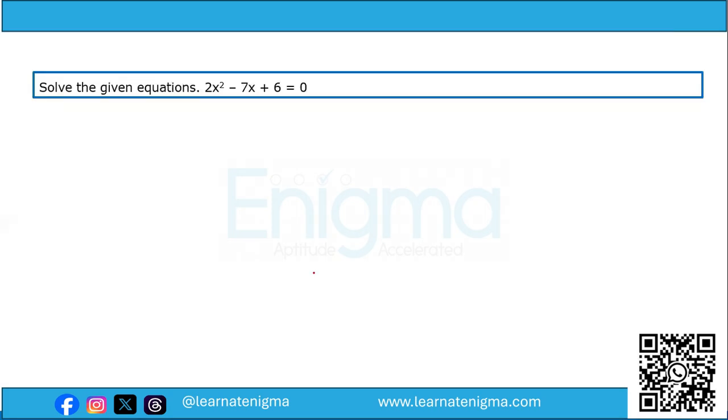Solve the given equation: 2x² − 7x + 6 = 0. If we compare the given quadratic equation to the standard form, we have a = 2, b = −7, and c = 6. So if we take the product ac, it is equal to 12.